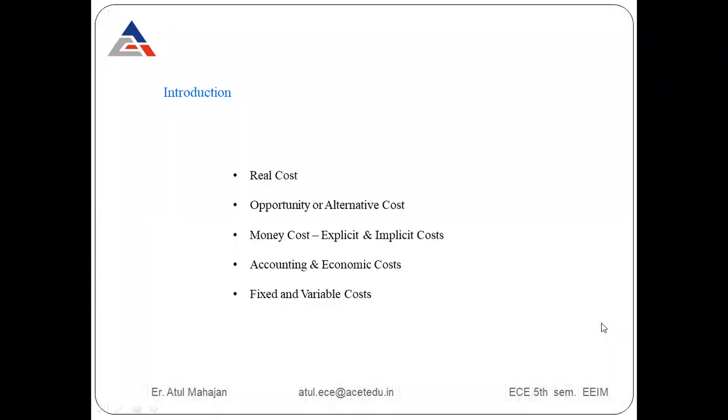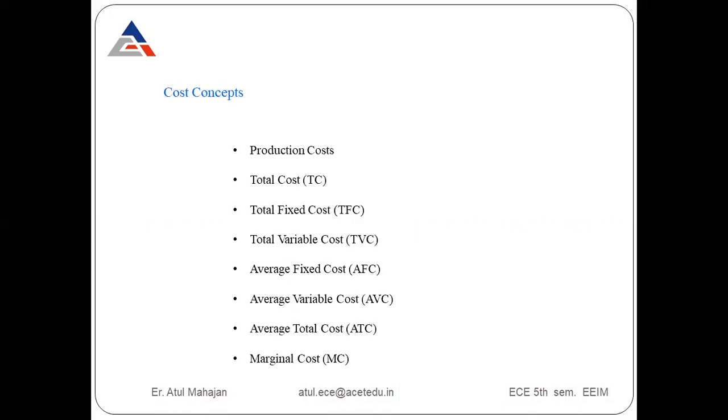Okay, so first of all, we'll discuss the introduction. Introduction deals with the real cost, opportunity or the alternative cost, the money cost, explicit and implicit cost, accounting and economic cost, fixed and the variable cost. So we'll be discussing the real cost, opportunity or the alternative cost, the money cost, explicit or the implicit cost, accounting and economic cost, and fixed and the variable cost in case of your minimum cost analysis.